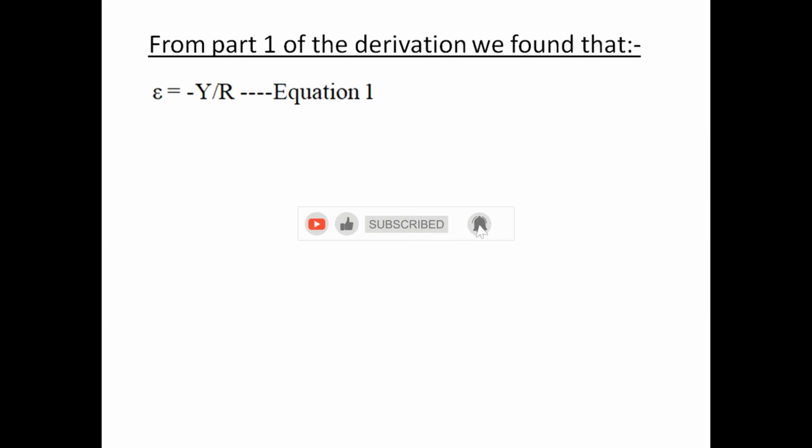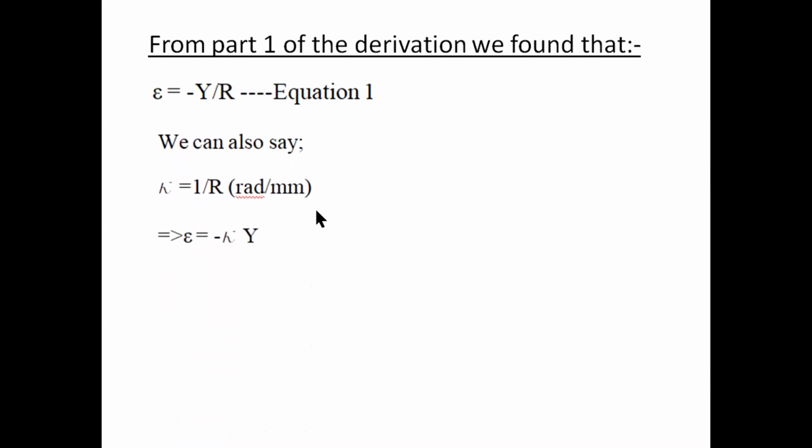And there's something else you need to remember, that 1 over r is actually the value of the curvature of the beam, kappa. The units for the curvature are radians per millimeter, or radians per unit length of the beam. So then we can also say kappa is equal to 1 over r, and we can rewrite the strain equation in a different form. Epsilon is equal to minus kappa y.